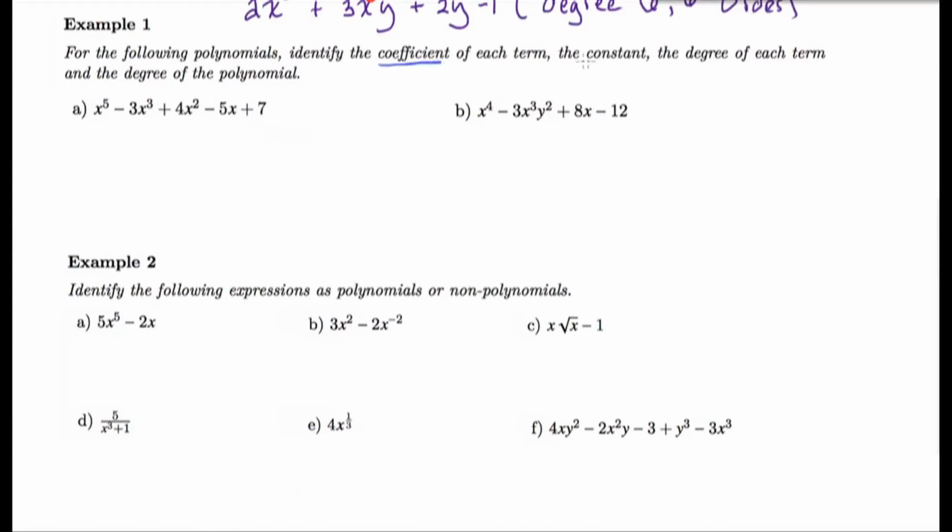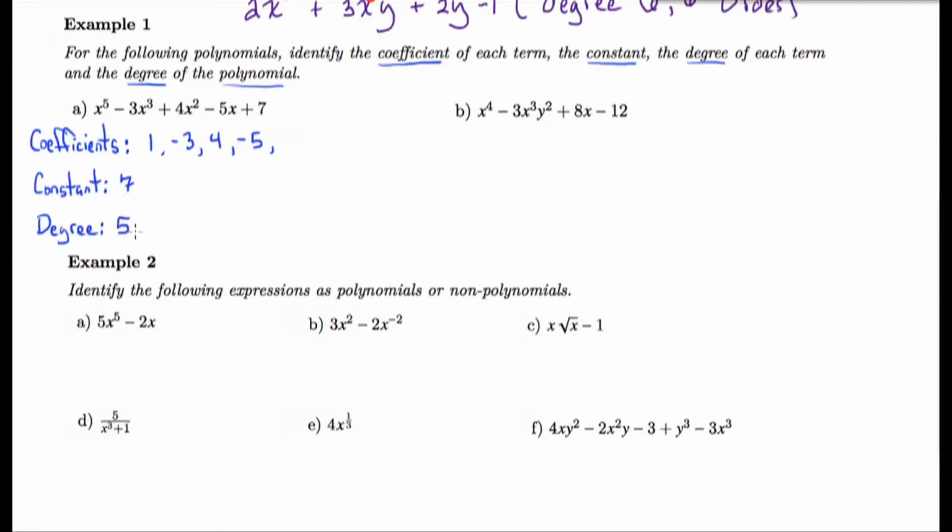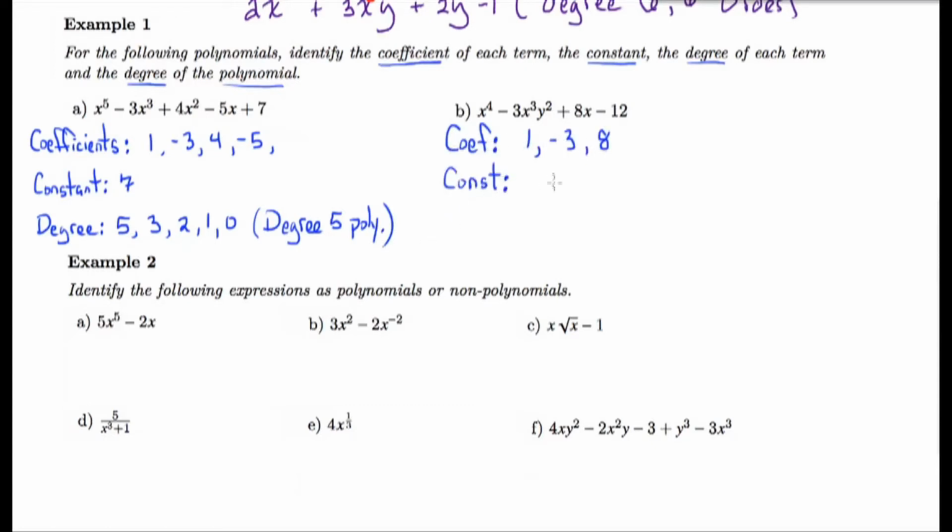So in example 1, we're going to identify the coefficient, the constant, and the degree of each term and polynomial. So for part A, the coefficients are 1, negative 3, 4, and negative 5, which are in front of each variable. The constant is 7, and the degree, looking at it from left to right, is 5, 3, 2, 1, 0. The highest being 5, so it's a degree 5 polynomial.